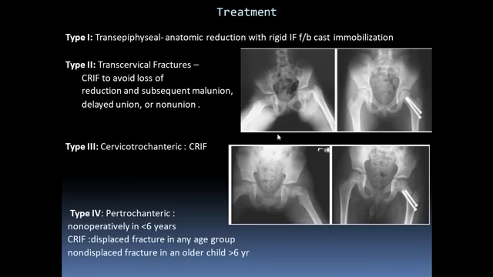And type 4 paratrochanteric fractures can be treated non-operatively if the child is less than 6 years, but closed reduction and internal fixation can be done in displaced fracture in any age group, and non-displaced fracture in older children more than 6 years.